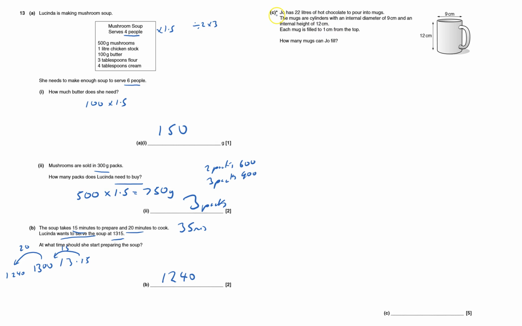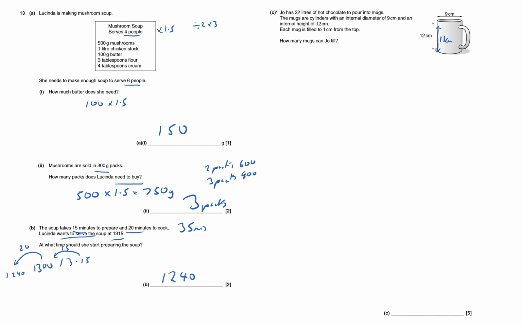Right, I've got a star here. It's a mug. Mugs are cylinders with an internal diameter of 9 centimetres and an internal height of 12 centimetres. Each mug is filled 1 centimetre from the top, so the actual liquid inside, hot chocolate rather, is going to be 11 centimetres. And how many mugs can you fill? I need to find out what chocolate goes into there.